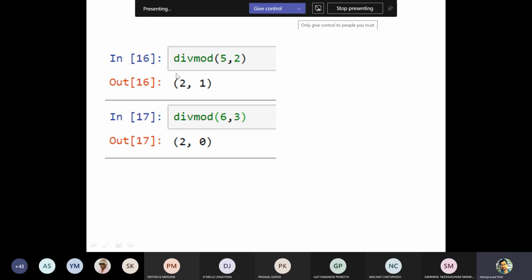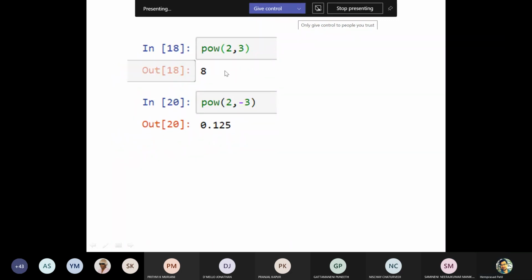The next is the divmod command. If you want quotient and remainder at the same time in the form of tuple, we can have the quotient and remainder in the form of tuple. So 5 divided by 2, division is 2, remainder is 1. 6 divided by 3, division is 2, remainder is 0. So this is the divmod command. Next is power command, pow of 2, 3. So 2 raised to 3, 2 raised to minus 3. This can be achieved using pow command.